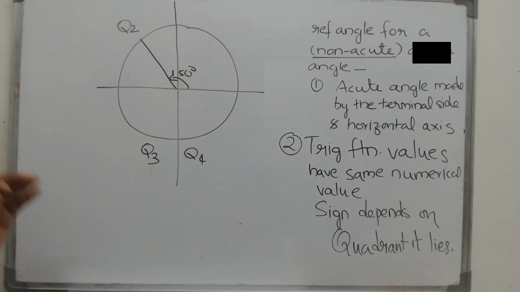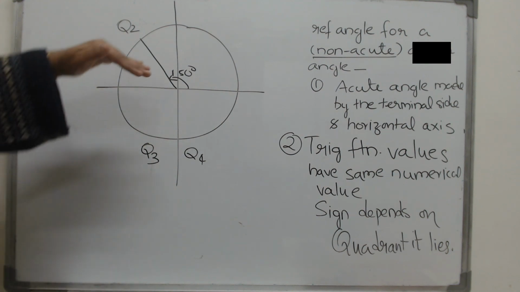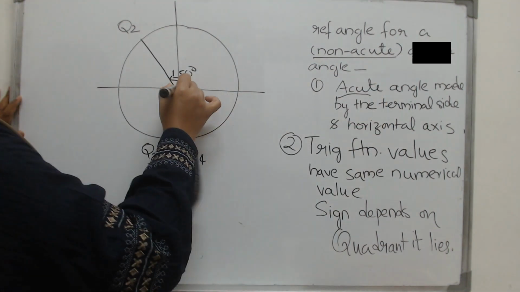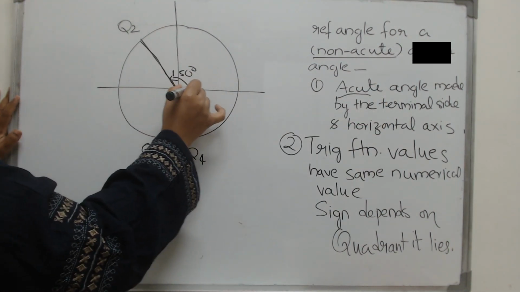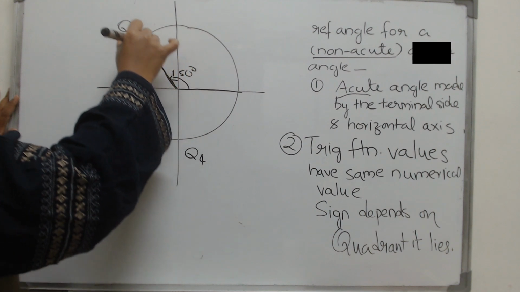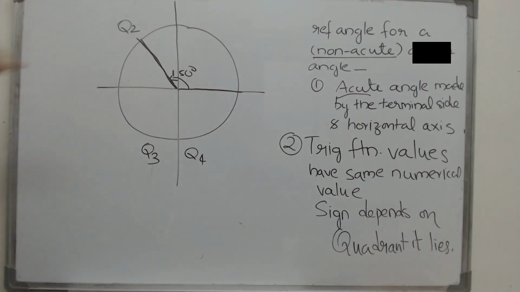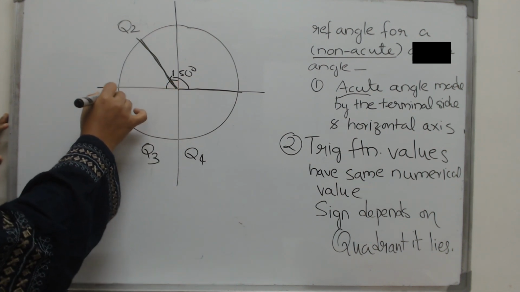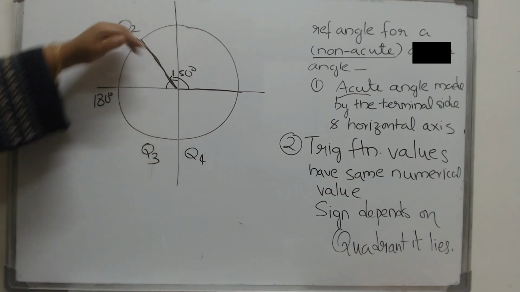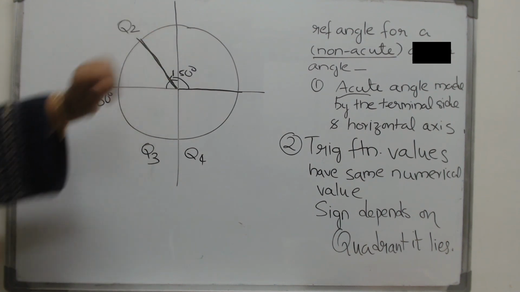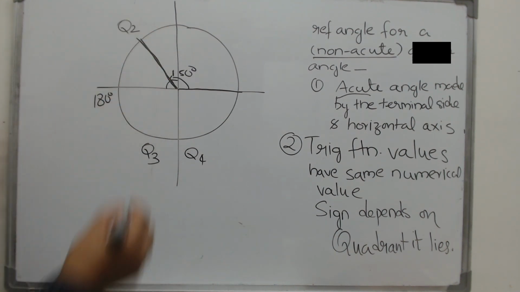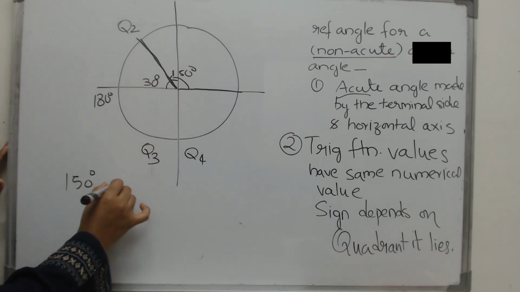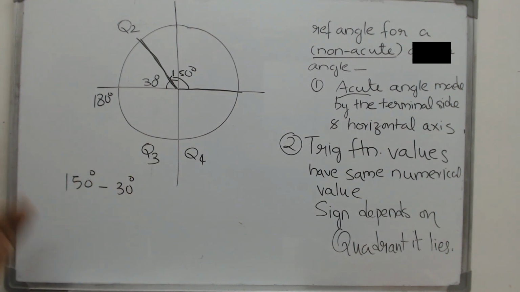Then we have something called the reference angle. Reference angle is the acute angle made by the terminal side. This is the initial side. Now this is the terminal side. The angle made by the terminal side and the horizontal axis. What is that? The angle between 180 degrees and 150 degrees. What is that? 180 minus 150 is 30. So that means the reference angle for 150 is 30 degrees.